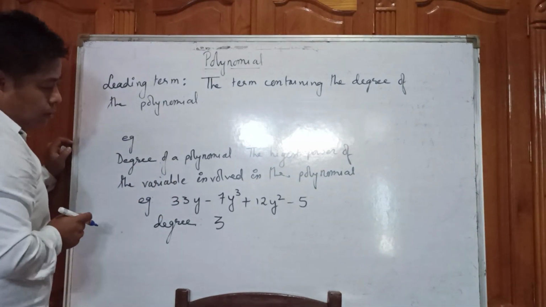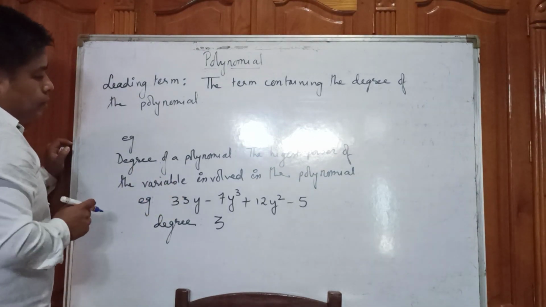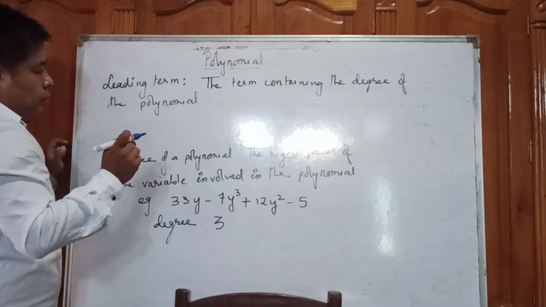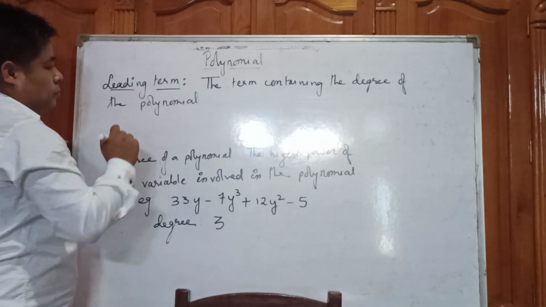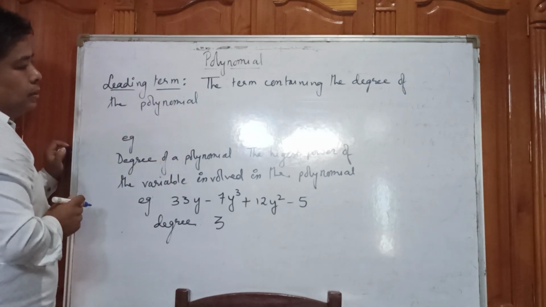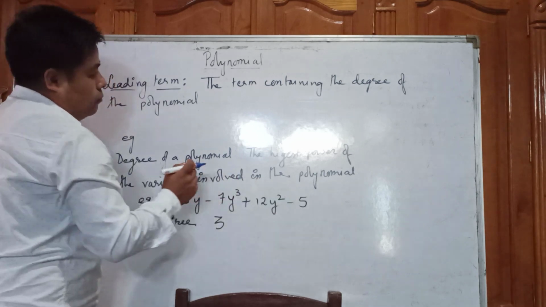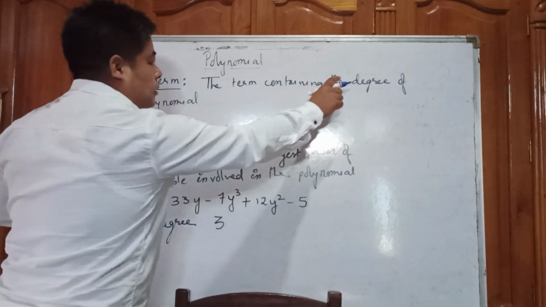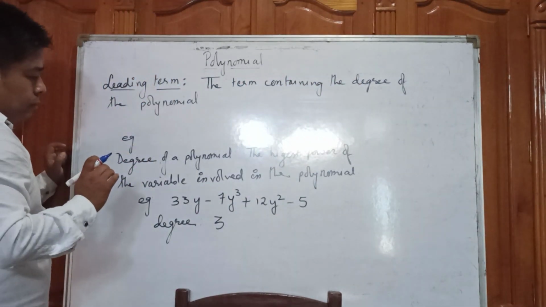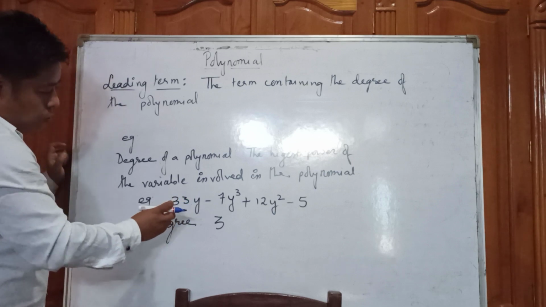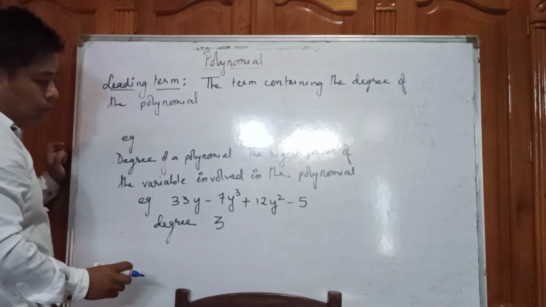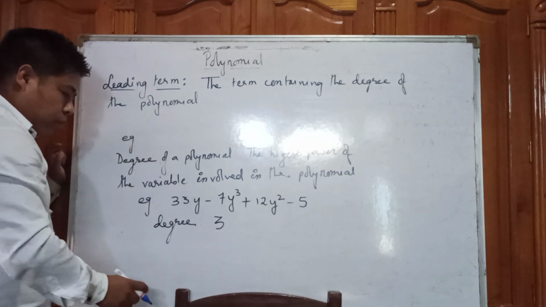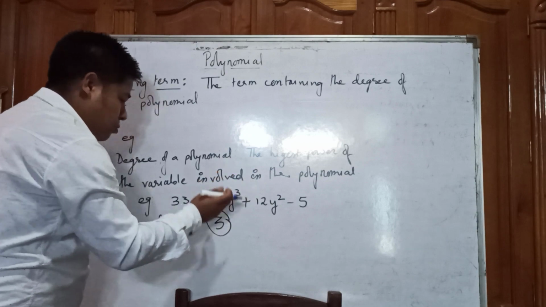Let's take this example itself. In this polynomial, we want to find the leading term. But what does its definition say? It is going to be one of these 4 terms, but which term? The term containing the degree of the polynomial. Now let's see which among these 4 terms contains the degree of the polynomial. For that we need to learn how to find out the degree of the polynomial. We already know that the degree of this polynomial is 3.